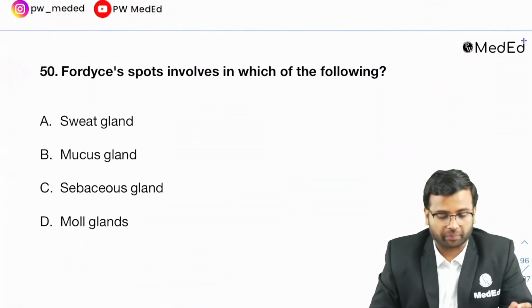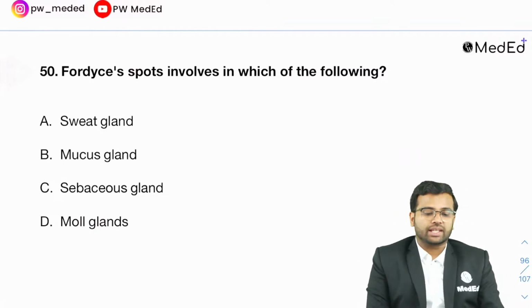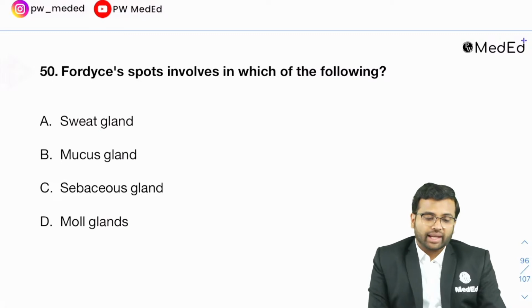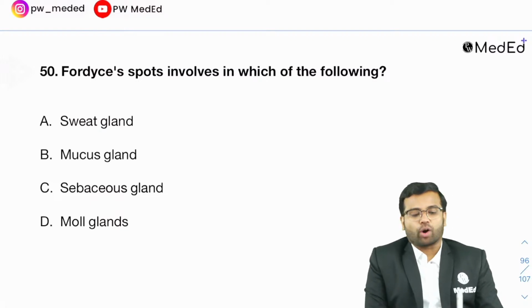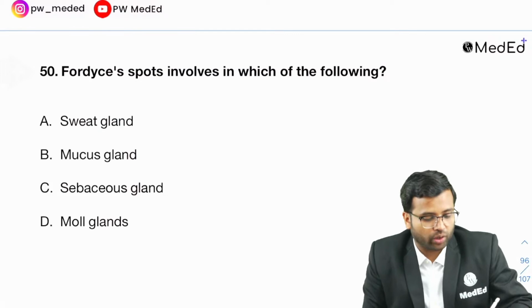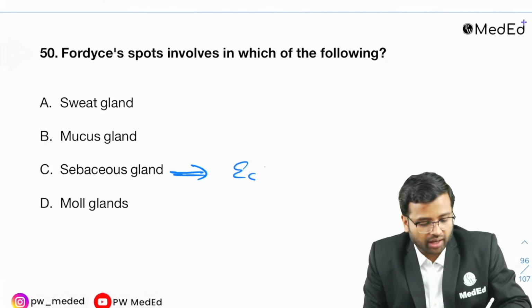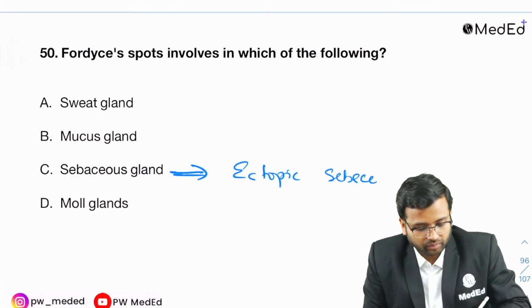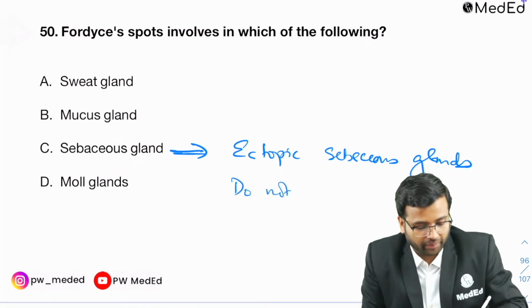So now let's move to the next one. What is the next question? Fordyce spots involve which of the following? Sweat glands, mucus glands, sebaceous glands, small glands. So what are Fordyce spots? I don't have an image today of Fordyce spots, but these are actually ectopic sebaceous glands, correct? Since these are ectopic sebaceous glands, they usually do not require any treatment.